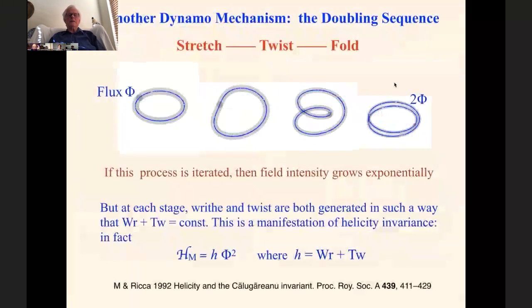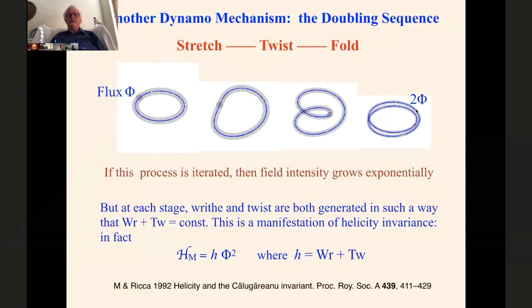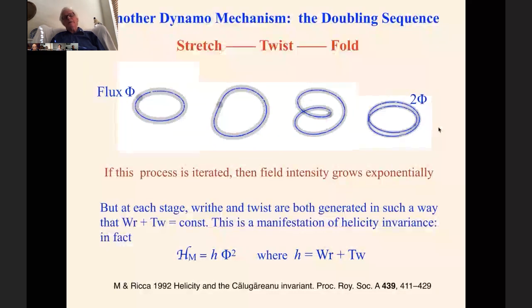Another dynamo mechanism, very well known, the stretch, twist, fold mechanism, is like stretching an elastic band. Here's a tube of magnetic flux, stretched, twisted, and folded. If you have flux going around phi here, then the total going around here is 2 phi, phi in each of the twisted bands of flux.